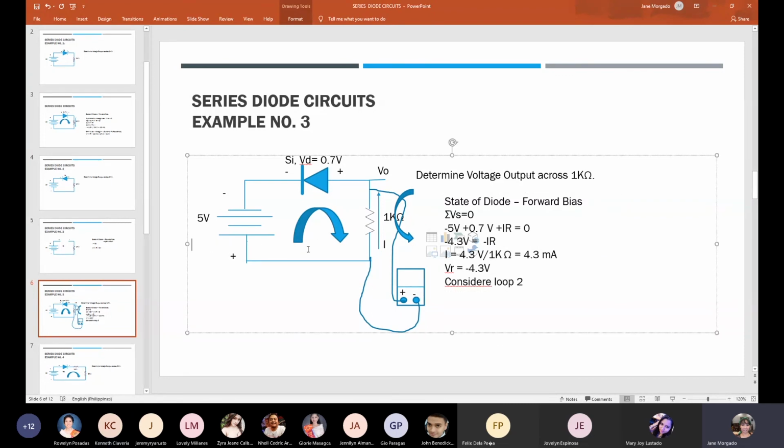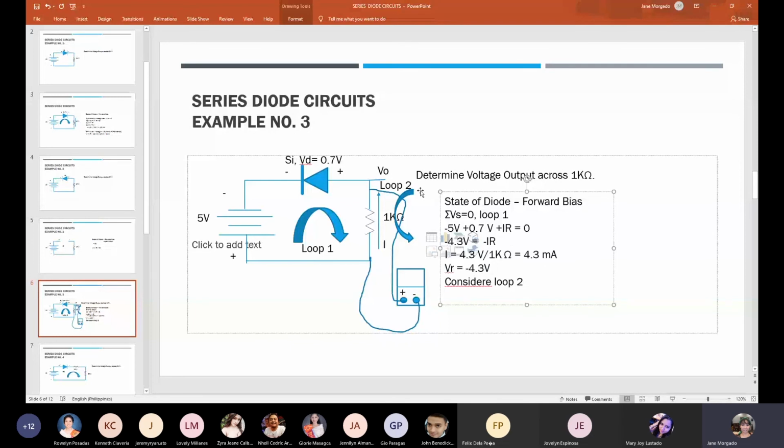Okay. Ito, loop 1, ano? So, this is loop 1. Okay, so this is loop 1. Mabilis ba? Sakto lang. Okay, loop 2. So, consider loop 2. If that is the assumption of our V out, maglalagay ka ng positive sa taas, negative sa baba. So, ang expected na result natin is negative 4.3.